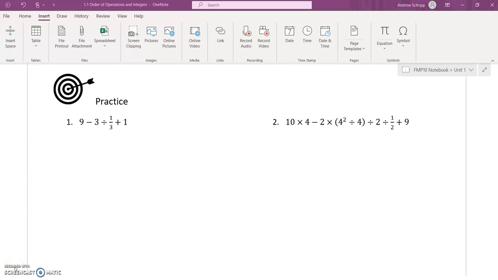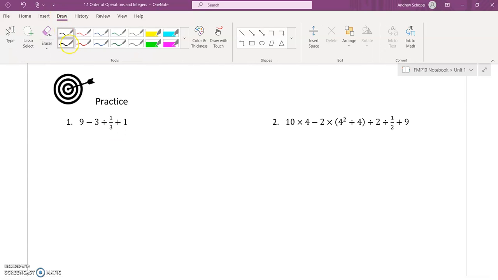Okay, now it's time to check your practice questions 1 through 4 from section 1.1. And we're looking at order of operations. As you can see in the first question here, we have 9 minus 3 divided by 1/3 plus 1. If we look at the order of operations, we have addition, subtraction and division here. So we know division happens first.